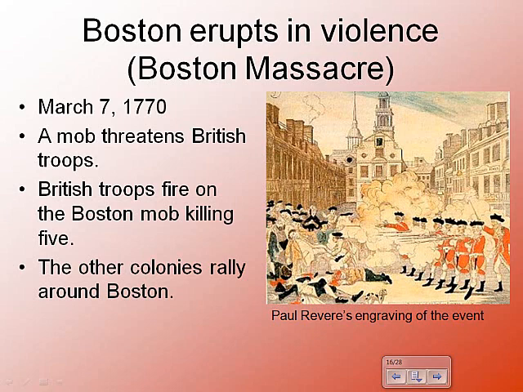This is a picture of Paul Revere's engraving of the event, and you can see his engraving, being that he is a colonist, is very one-sided. It shows that the British officers are almost systematically shooting on unarmed civilians, but unfortunately that wasn't necessarily the truth.